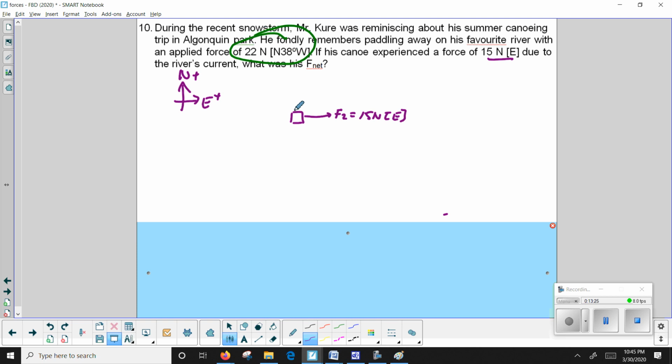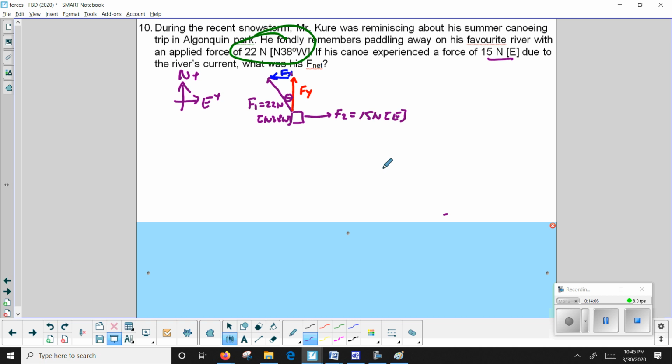But now I've got another force. It's going northwest in this angle over here. So this is going to be F1, 22 newtons, and it's going to be north 38 degrees west. Well, what does that mean? I'm going to have to break this apart into the y component and into the x component. How do I do that? I use trigonometry. So in this case, the x is going to be determined from sine, and the y is going to be determined by cosine.